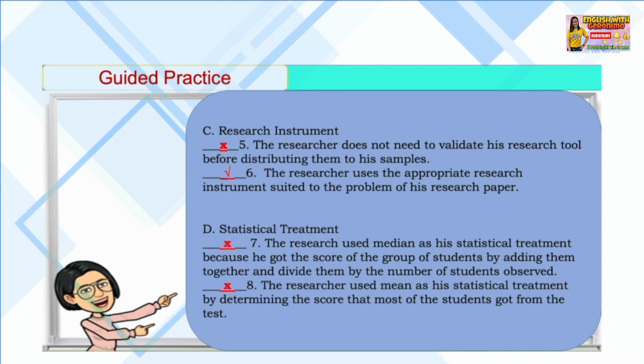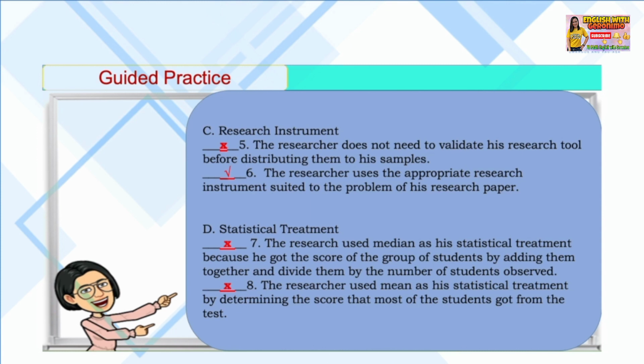If you answered X for number 5, you are correct because the researcher needs to ensure that the instrument used is measuring what it's supposed to measure by means of validating it. If you answered check for number 6, you are correct because the researcher needs to use the appropriate research instrument that will suit his research problem.